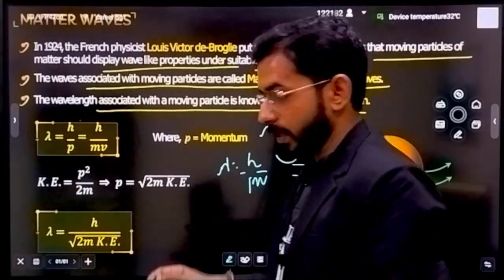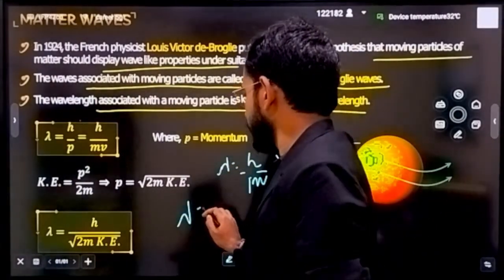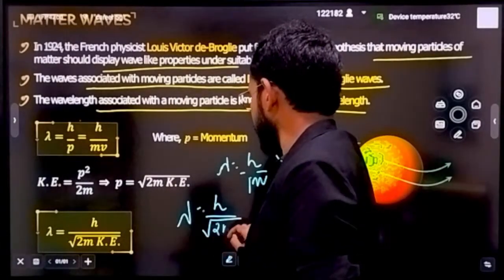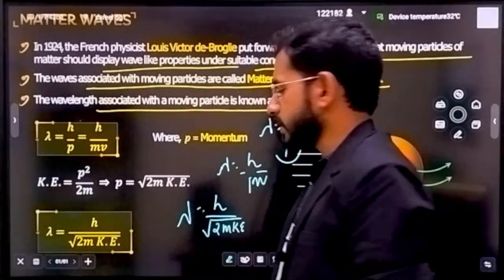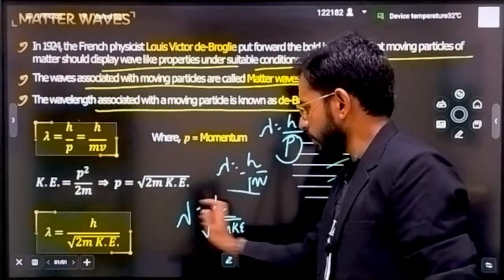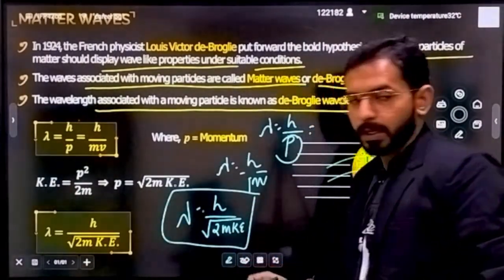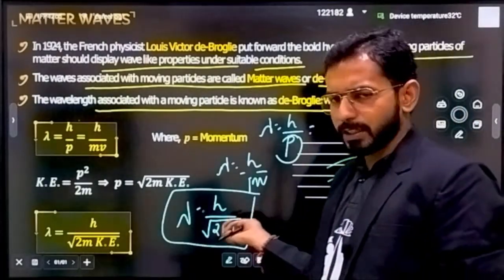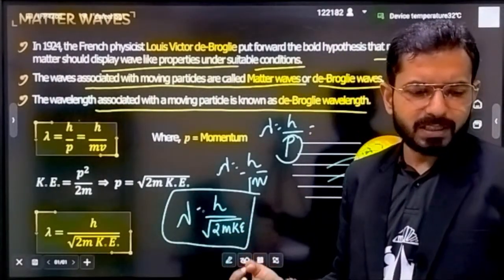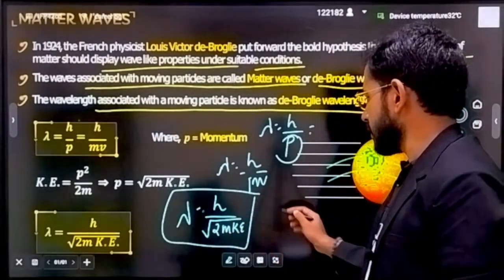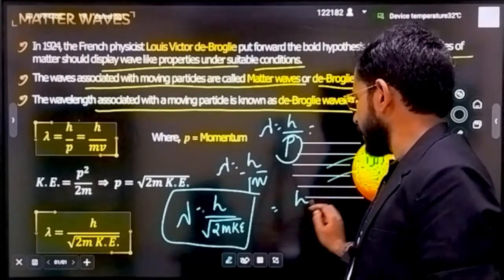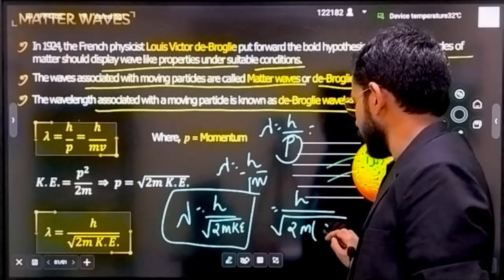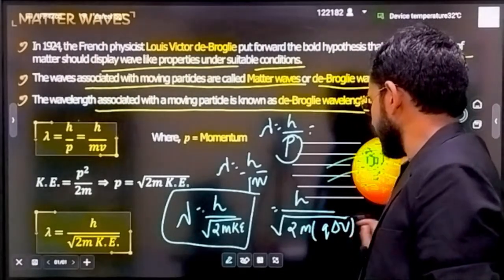Further it can be written as h divided by root under 2m kinetic energy. All these are formulas to solve for wavelength in different scenarios. If the question asks for the relation between kinetic energy and wavelength, this is the relation you will use. Further it can be written as h divided by root under 2m times q into delta v, since kinetic energy is q into delta v.